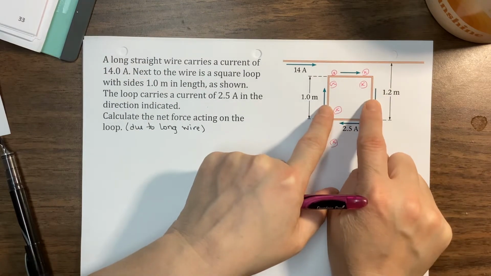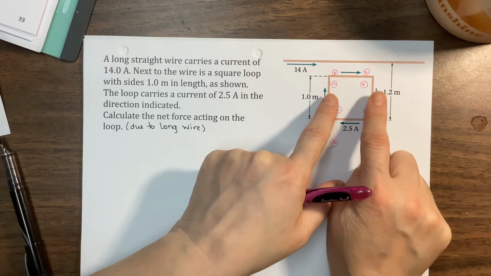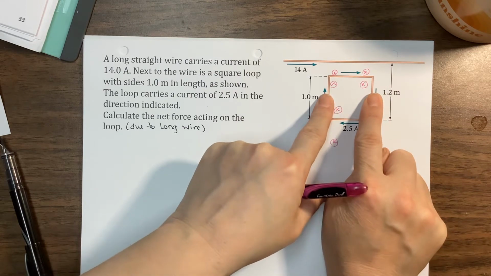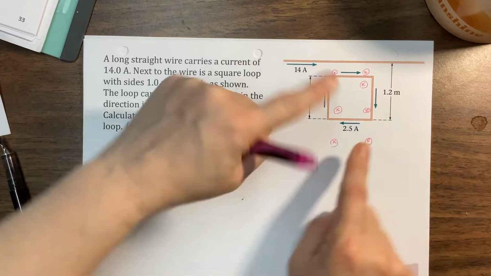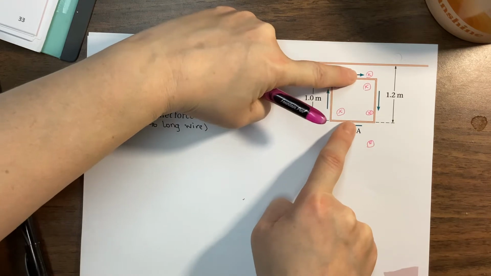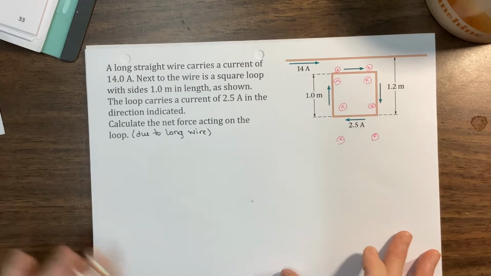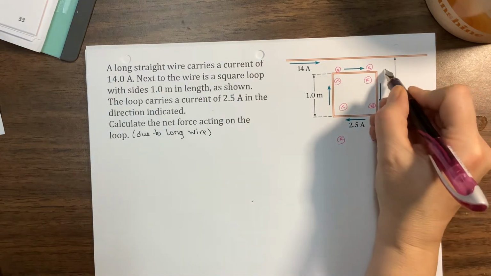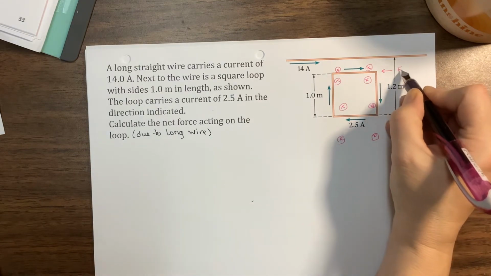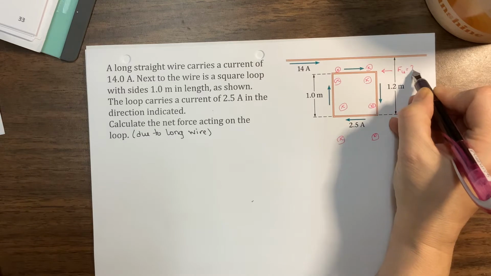These two things are symmetric. The forces are equal and opposite, so the net force due to each of these two lengths is going to be 0. So we only have to deal with the force coming from the top and the bottom bit. So let's deal with the upper bit first. What's the force here on the upper bit?